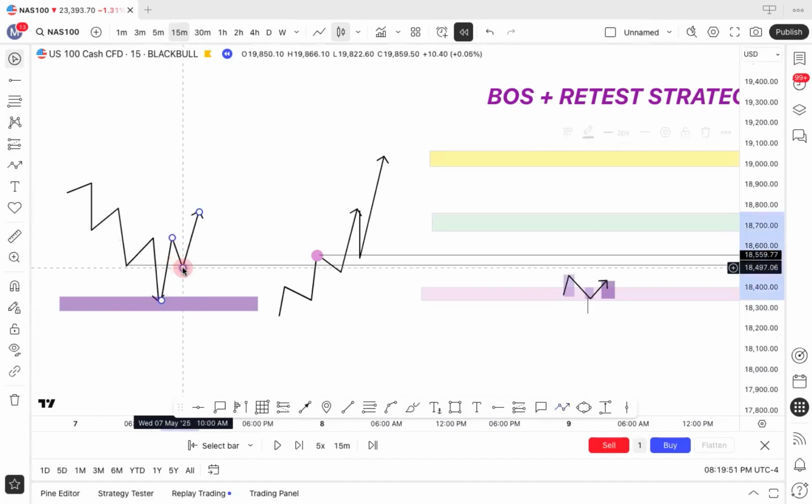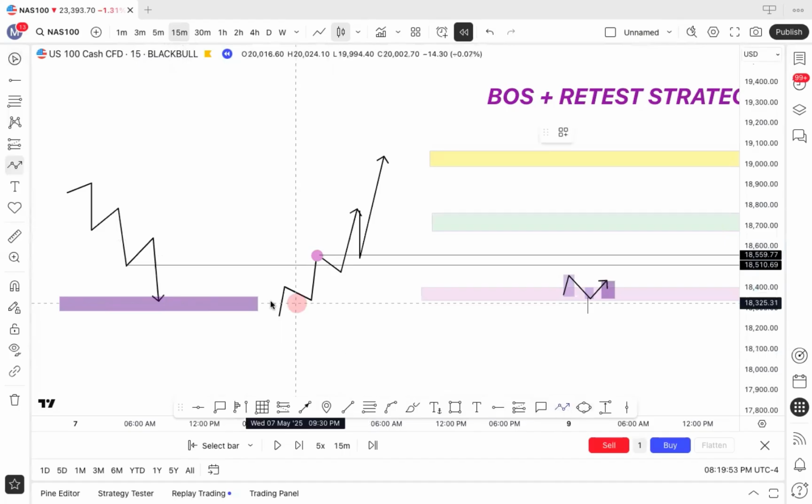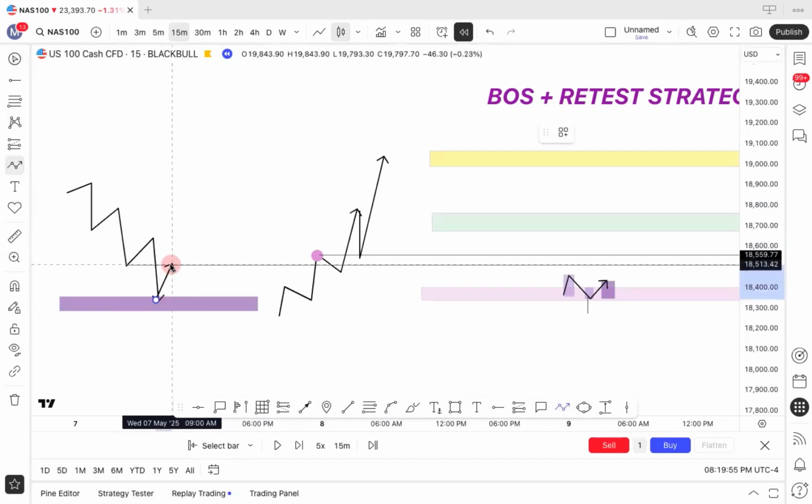Okay? If price decides to retrace from that zone and you want an earlier entry, you can just wait for the retracement. See, are we holding? Are we creating a higher low? Are we sweeping it? If so, you can get in again, right? Down here at a better price.